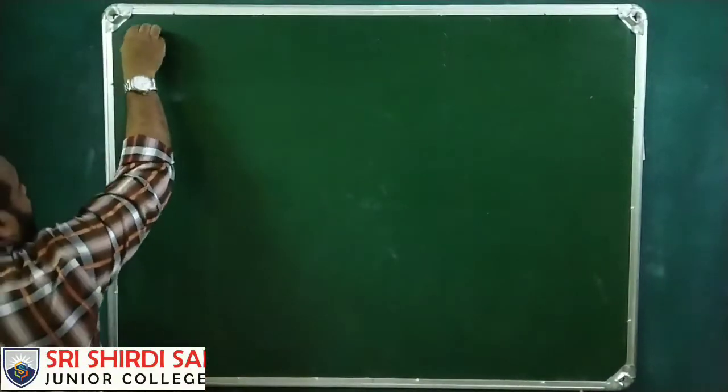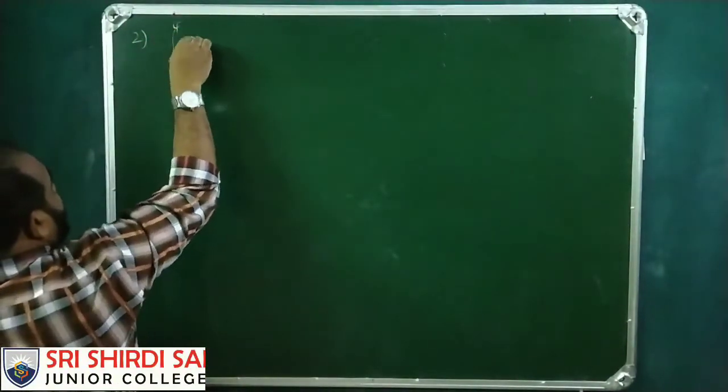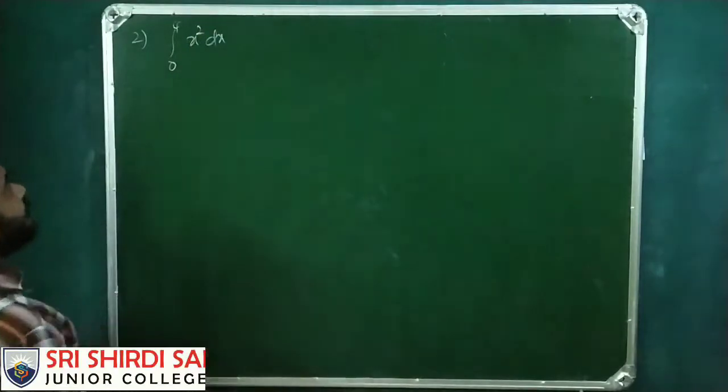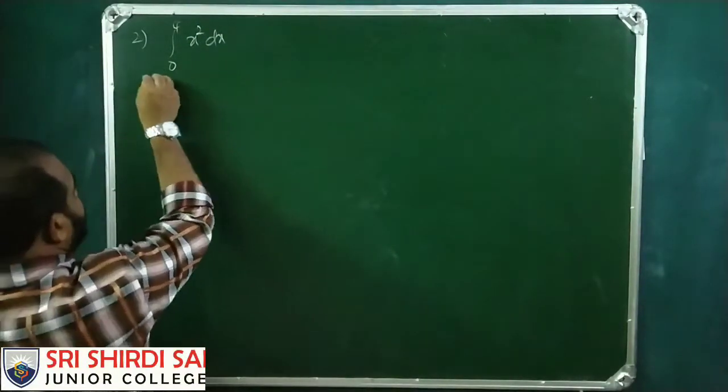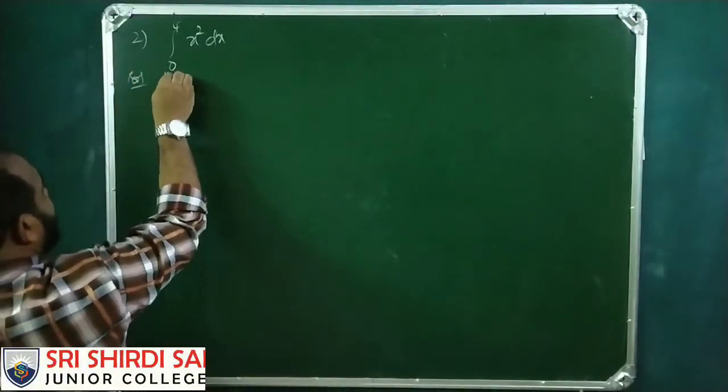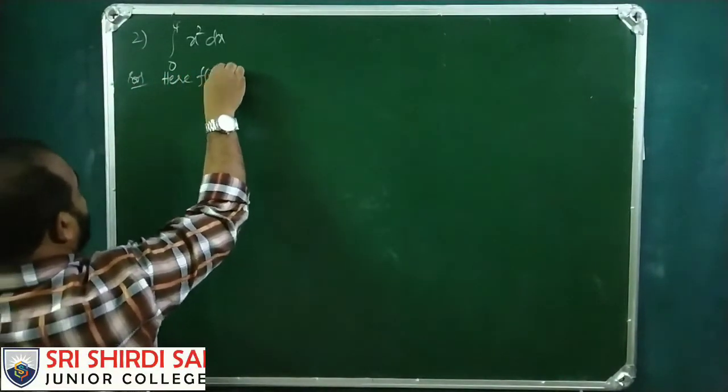Do the next question, integral 0 to 4 of x square dx. Here, solution: f of x is equal to x square.